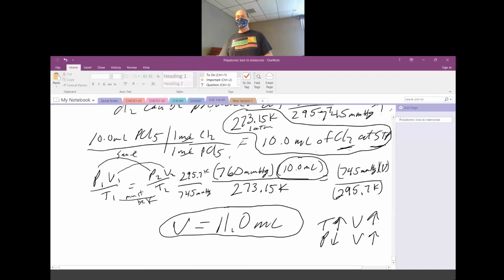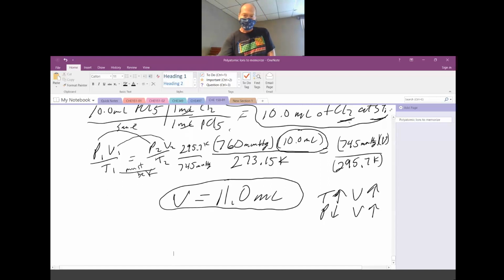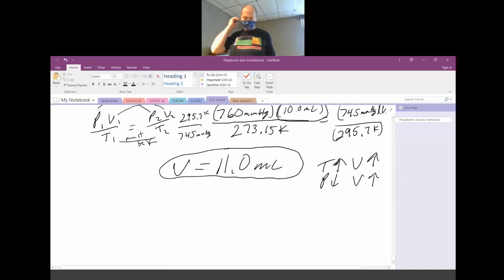Sometimes the temperature would say volume down and pressure would say volume up, so you couldn't really predict it. But if they both predict an increase in volume, well, then you know that your answer has to be greater than the 10 milliliters of the initial temperature and pressure. All right, so that is the combined gas law to solve that problem.